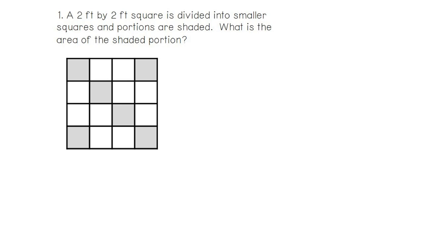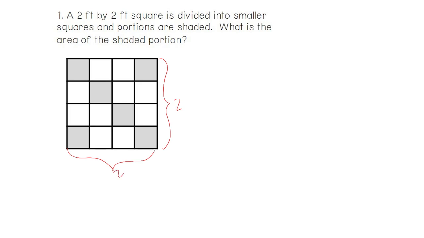All right, so our first example is this box. It says a 2 foot by 2 foot square is divided into smaller squares, and portions are shaded. What is the area of the shaded portion? So if it's 2 feet by 2 feet, that means this side over here is 2, and we can say this one's 2. They're all 2, so it doesn't really matter which side you pick.